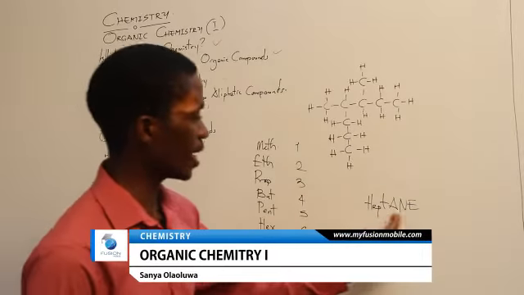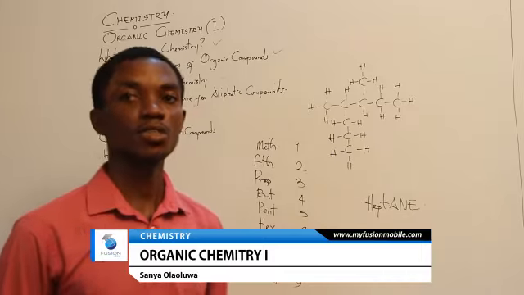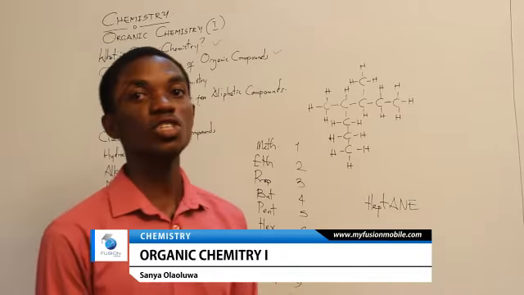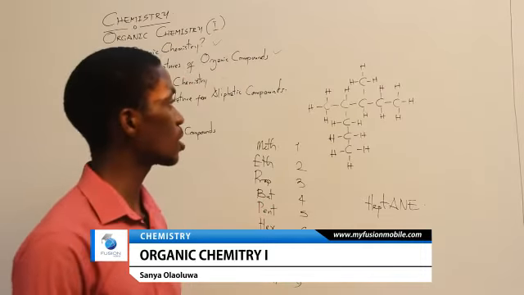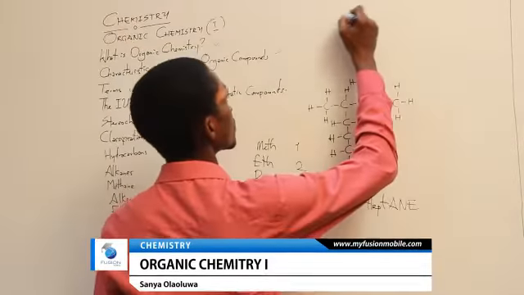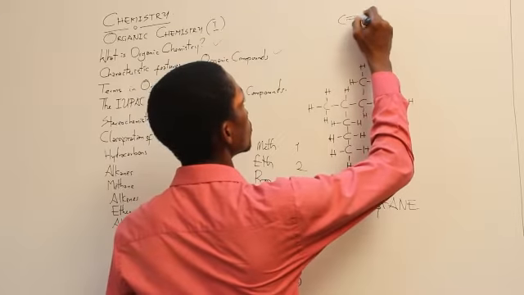Ane, this ane there, that's the suffix. It shows the family to which it belongs. So we will also come across certain structures, maybe something like, I'll draw something very simple.